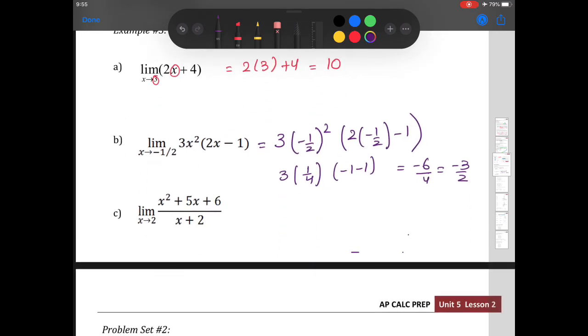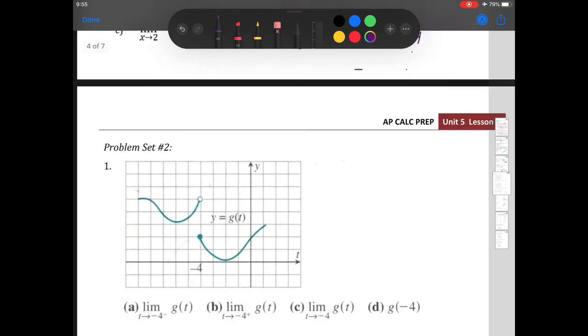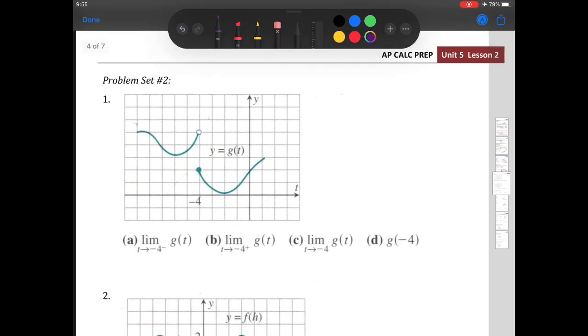So the next one, the limit as x approaches 2. Substitute 2 into it: 2 squared plus 5 times 2 plus 6, over 2 plus 2. My denominator is 4. 2 squared is 4, 5 times 2 is 10, 14 plus 6 is 20, 20 divided by 4 is 5, right? So now I want you to finish the remaining problem set, and good luck. If you have any questions, reach out to me.